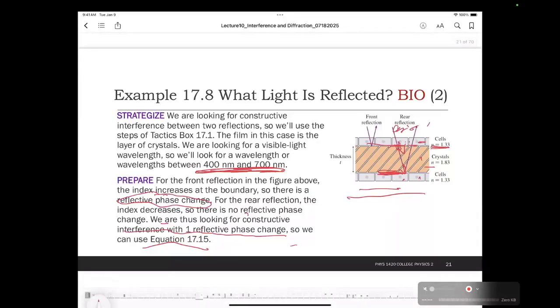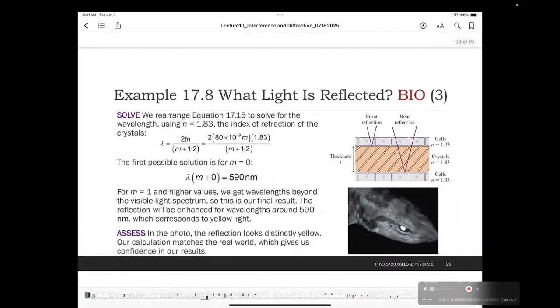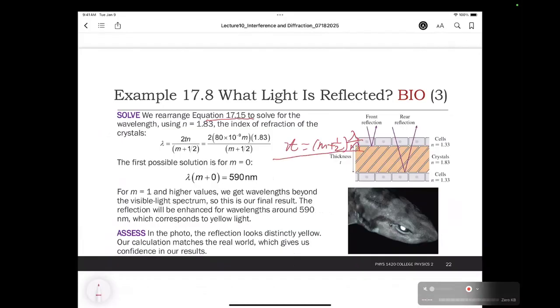Okay, let's talk about how to solve this problem. We arrange equation 70.15 like here, 2t equals (m plus 1/2) lambda over n. This is equation 70.15, and then we can get lambda equals 2tn divided by (m plus 1/2). Am I right? We know the t and we know the n, and we know the m here.